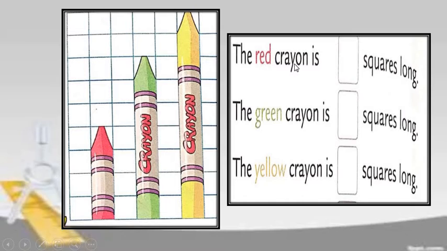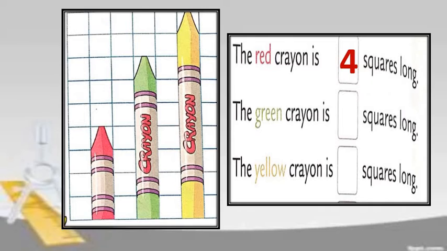The red crayon is dash squares long. 1, 2, 3, 4. The red crayon is 4 squares long. Everyone, note down this in your notebook. The red crayon is 4 squares long.